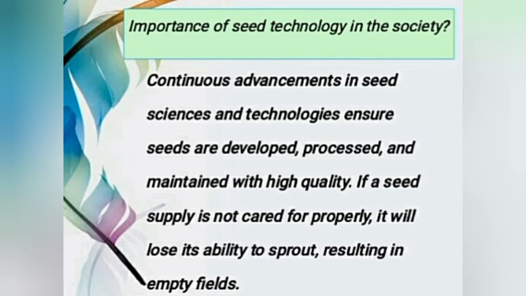So what is the importance of seed technology in society? Seed technology serves as a basic tool for secured food supply and is an effective carrier of newer technologies. The continuous advancement in seed sciences and technologies ensures seeds are developed, processed, and maintained with high quality. If a seed supply is not cared for properly, it will lose its ability to sprout, resulting in empty fields.